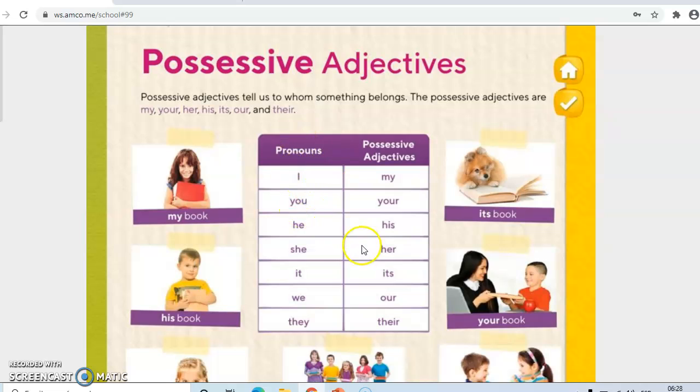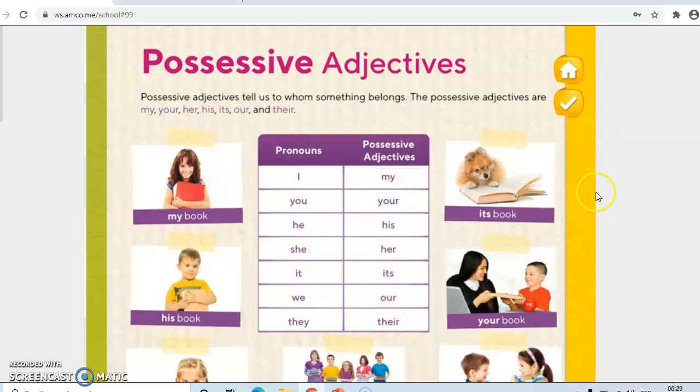Here we have a square, okay, so please pay attention. In this square we have pronouns and in this other the possessive adjectives. I, my, you, your, he, his, she, her, it, its, we, our, they, their.